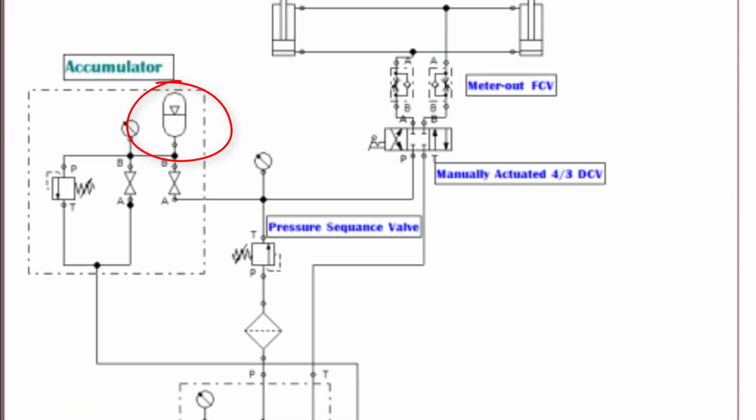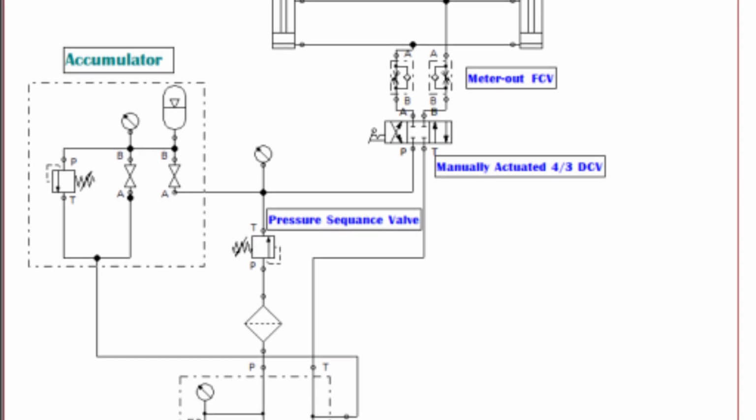Second, the accumulator plays a vital role in storing hydraulic energy as pressurized oil. It helps improve system efficiency by reducing the workload on the pump, especially during sudden heavy load operations.